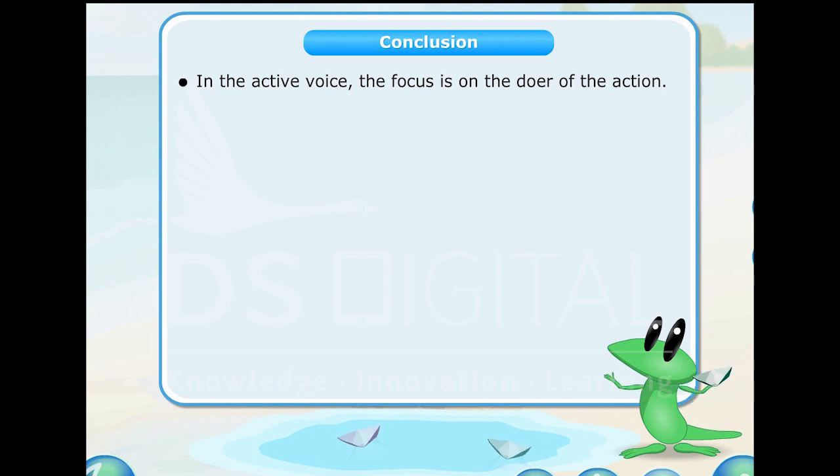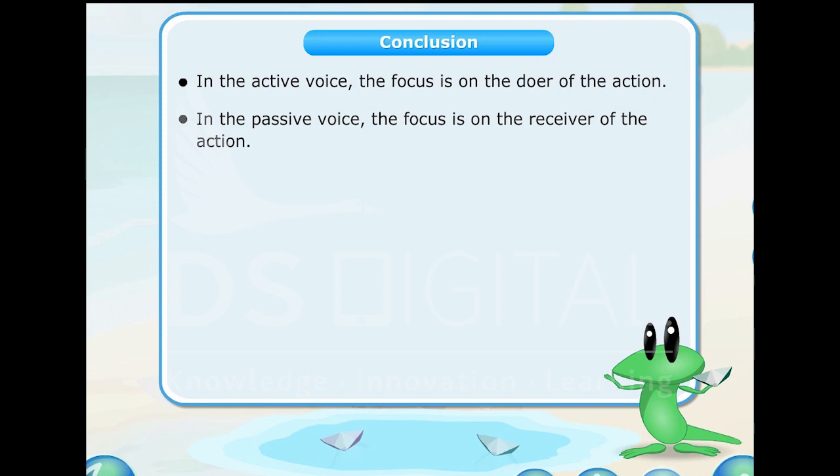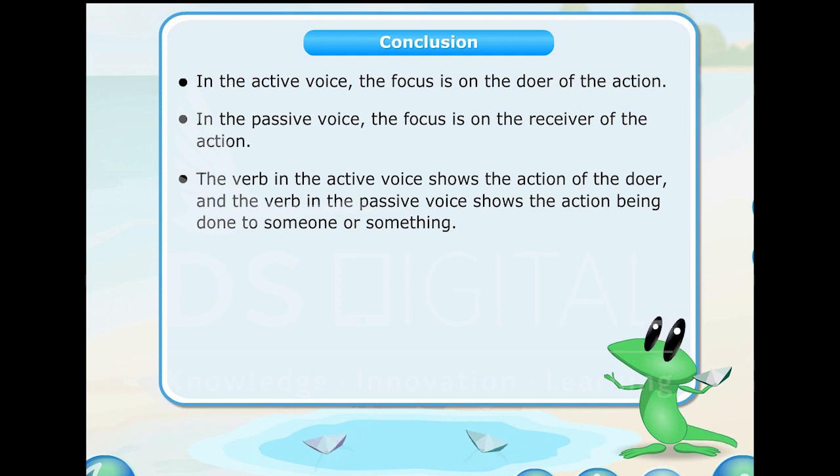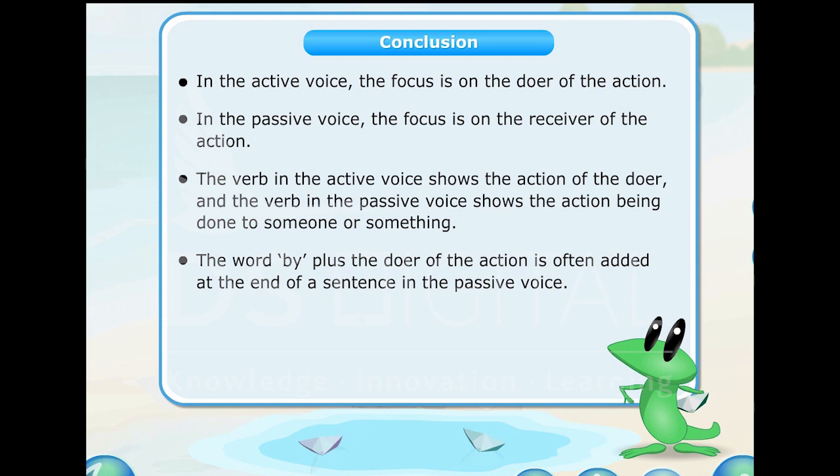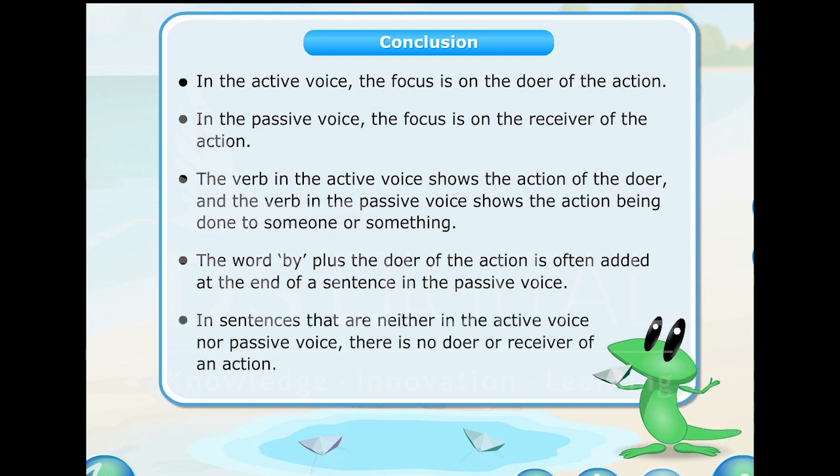Okay, let's look at what you have learned. In the active voice, the focus is on the doer of the action. In the passive voice, the focus is on the receiver of the action. The verb in the active voice shows the action of the doer, and the verb in the passive voice shows the action being done to someone or something. The word by plus the doer of the action is often added at the end of a sentence in the passive voice. In sentences that are neither in the active voice nor passive voice, there is no doer or receiver of an action.